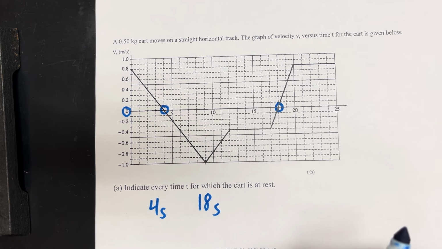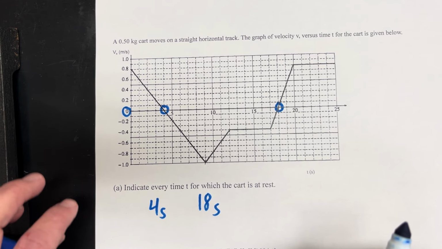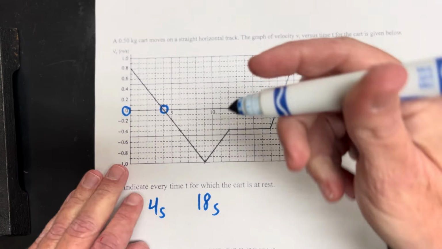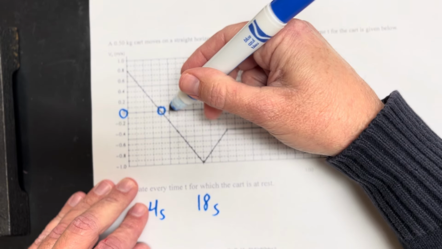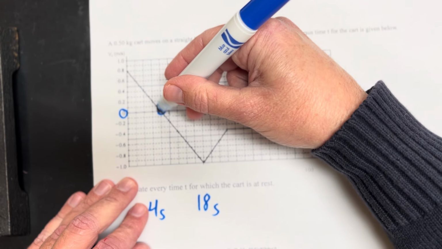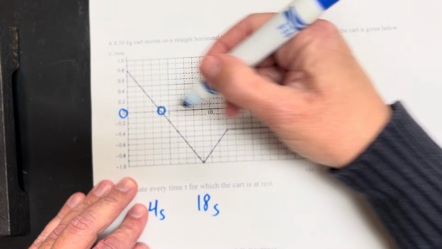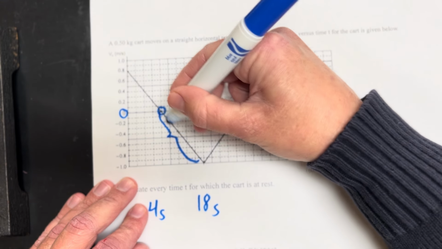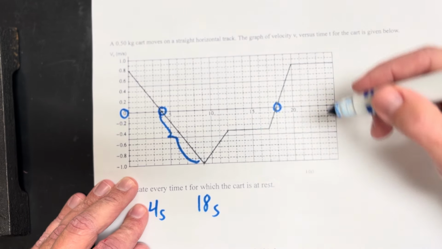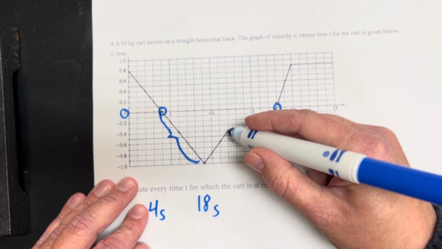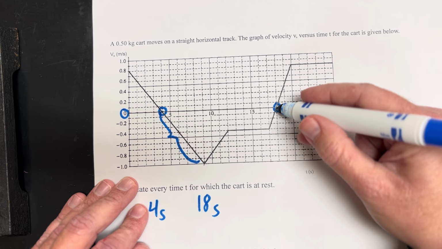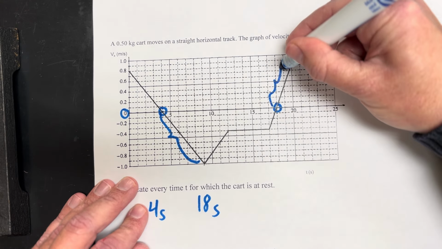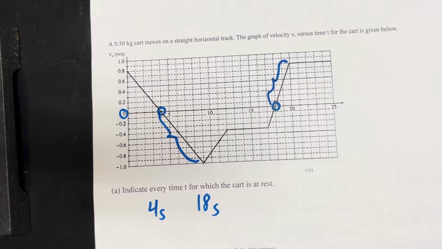All right, next thing they say, and I'm just going to do it on here as opposed to the other paper, it says indicate every time interval for which the magnitude of the velocity is increasing. So the magnitude, we don't care if it's positive or negative. Well, we're speeding up, our velocity is increasing when we're moving away from this 0 velocity. So one period that the velocity is increasing is from here to here. And then here we're slowing down, we're approaching 0. And then another place here where we're moving away from 0 is from here to here. And so this section right here is also increasing in speed.